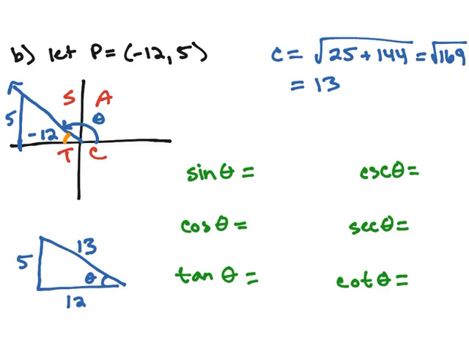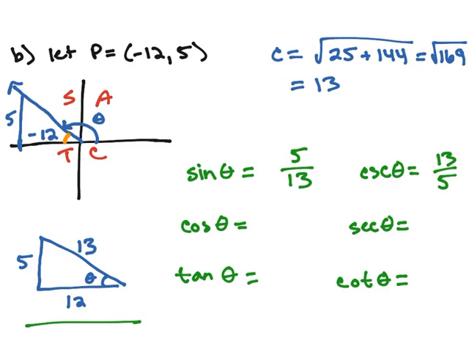Okay, so sine theta, I'm looking at this triangle down here. Opposite over hypotenuse would be 5 over 13. In quadrant 2, should sine be positive or negative? It's positive. So then cosecant is just the reciprocal. It's 13 over 5. There's no rationalizing in this triangle, which is nice.